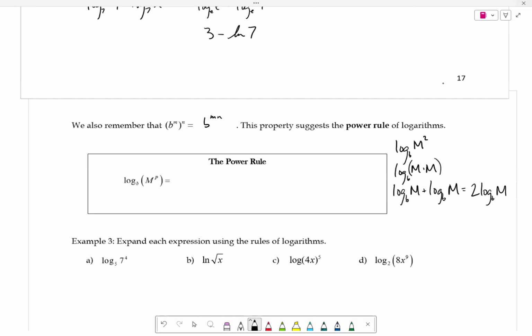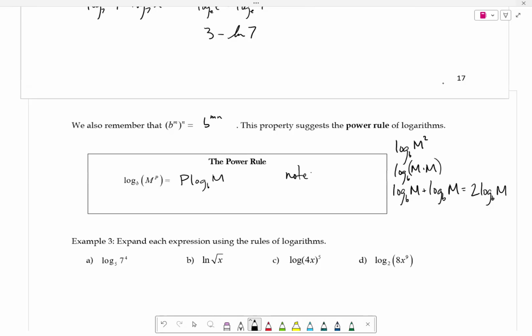So here, when you have log base b of m to the p, that simplifies. Is that a capital P or lowercase p? It does appear to be capital, doesn't it? I'll keep it capital. Log base b of m.